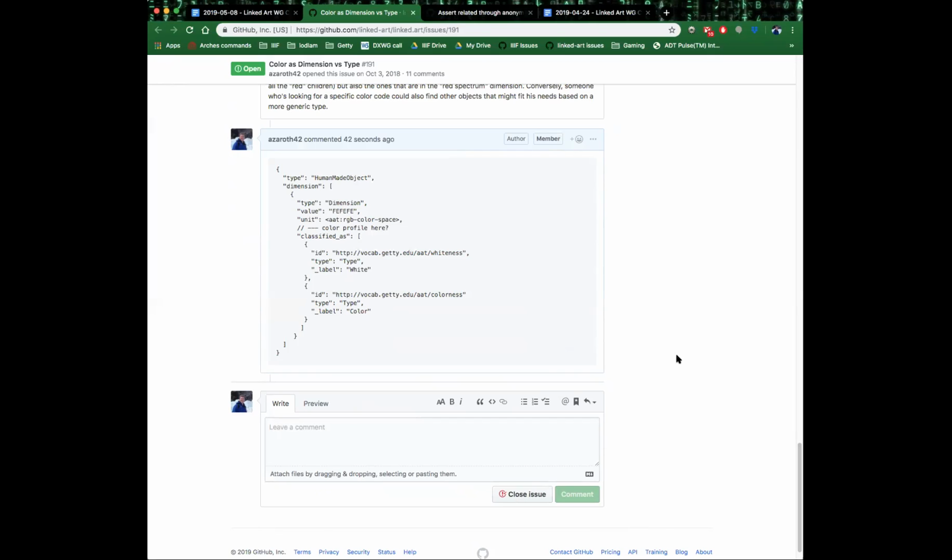Yeah. And then we would use something like attribute assignment or measurement to relate to have the activity of measuring the color. Yes. So that takes it a little bit further.